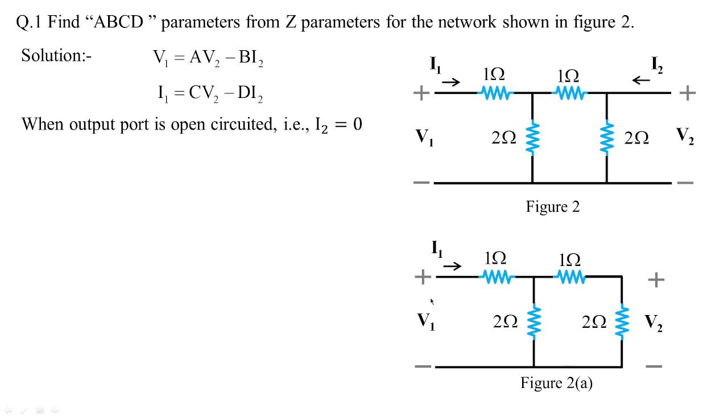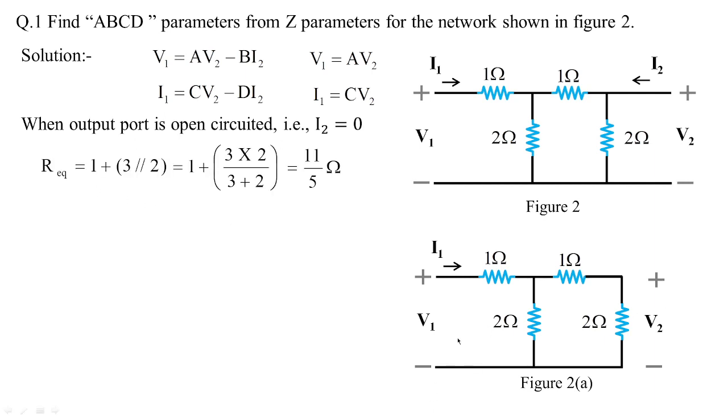Now you can see we can get V1 in terms of I1 as well as V2 in terms of I1, and let us see what we are going to get. The transmission parameters, that is we are going to get A as well as C. A is equal to V1 by V2, that is the reverse voltage gain, and C is equal to I1 by V2, that is the admittance parameter.